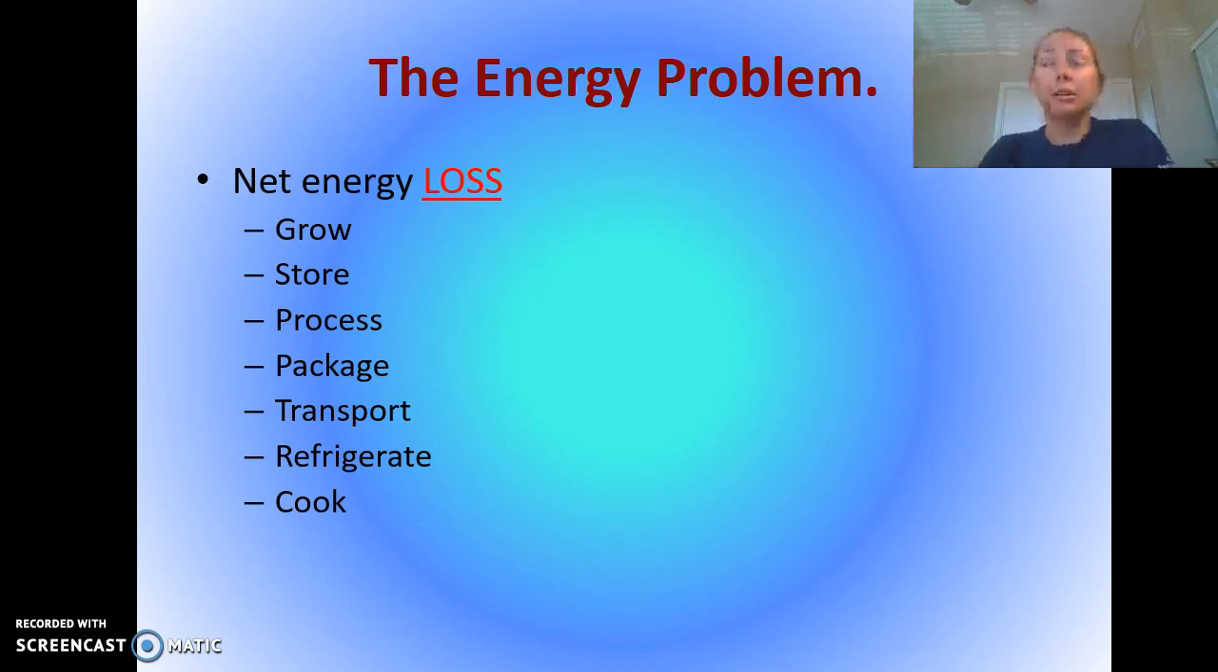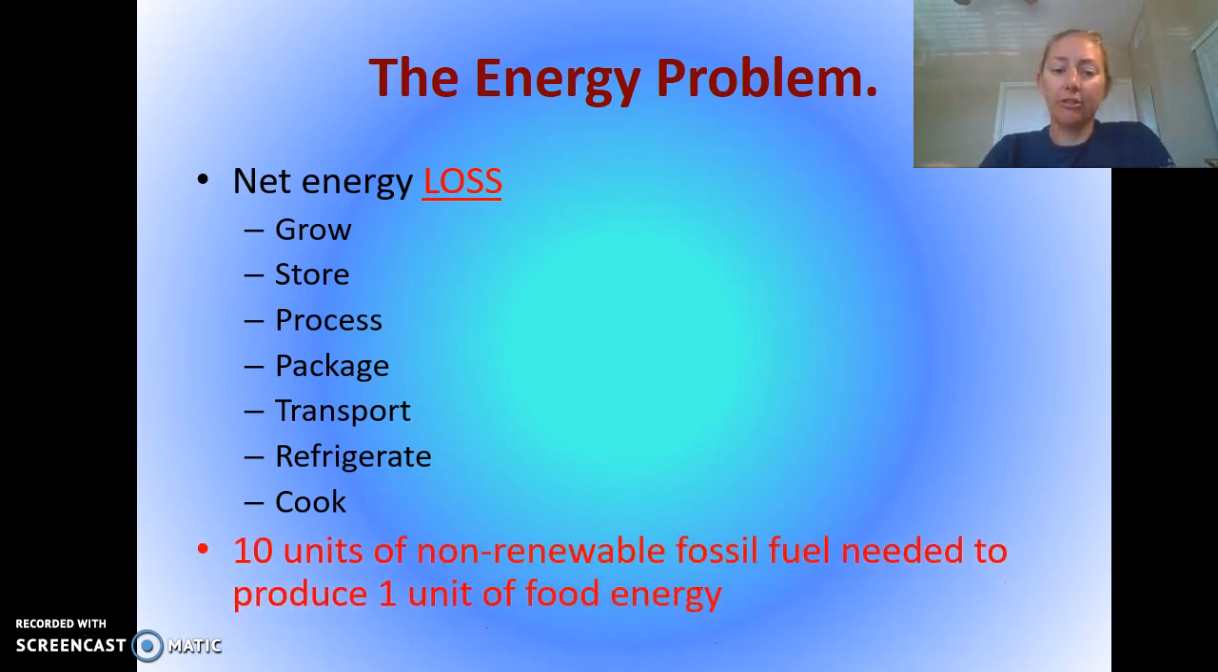So all in all, industrialized agriculture is a net energy loss. Your textbook uses this number. I have seen it in other places, that we need approximately 10 units of fossil fuel energy, because that's what the United States relies on, for the most part, fossil fuels, not so much renewables, to produce just one single unit of food energy. And so this is the big thing here, is that industrialized agriculture is a net loser of energy.